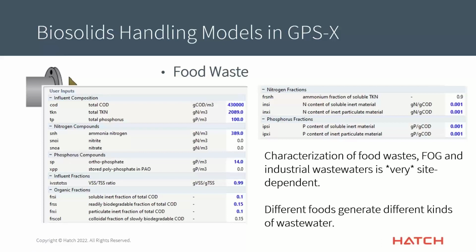When you get into characterizing a food waste or an industrial wastewater, basically all bets are off. It's going to be different for every site. It's very, very site dependent. Every particular industry has a really different kind of mixture of things that come to make their wastewater.